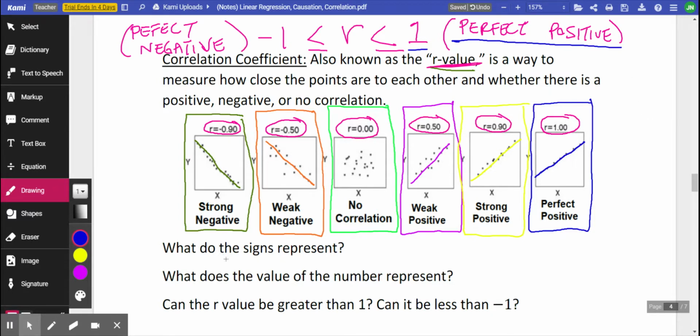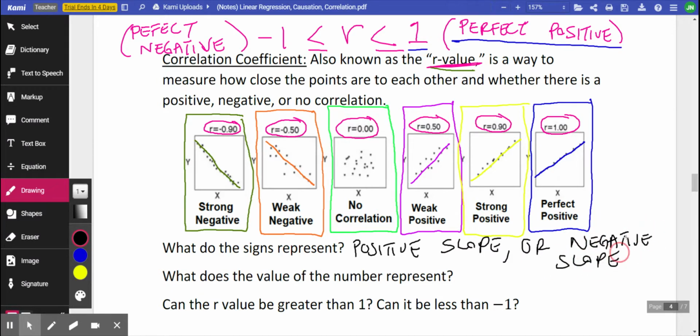So let's answer the questions. What does the sign represent? The sign represents either a positive slope or a negative slope on that line of best fit. So basically, if the line of best fit goes down, that's a negative slope. If the line of best fit goes up, that's a positive slope.